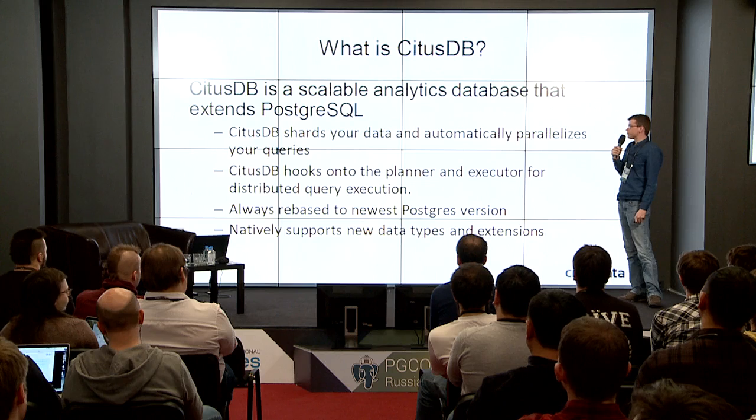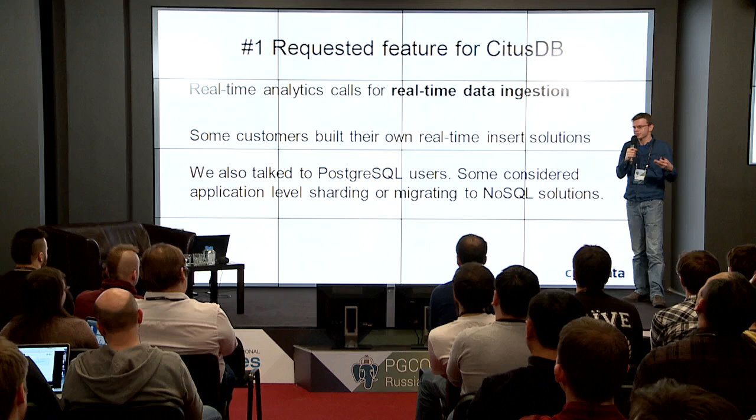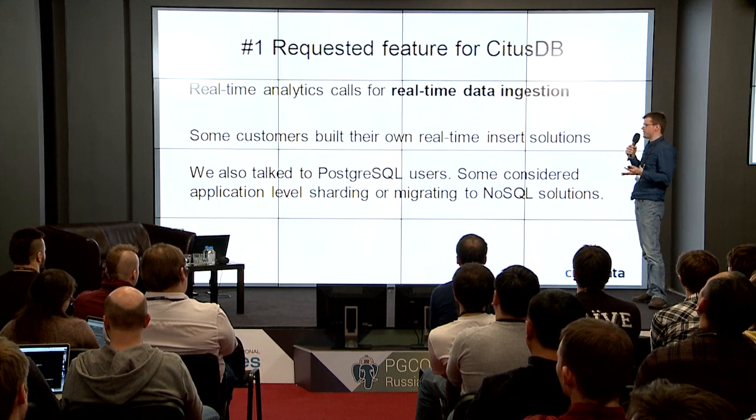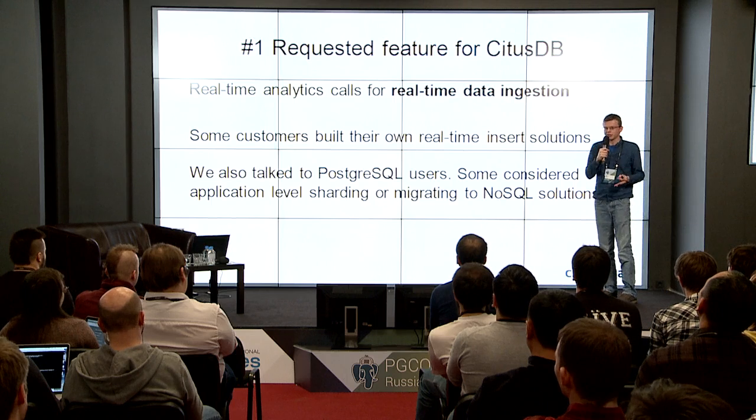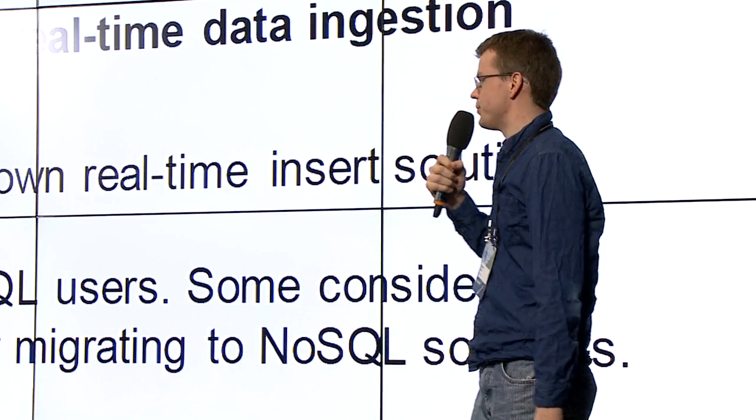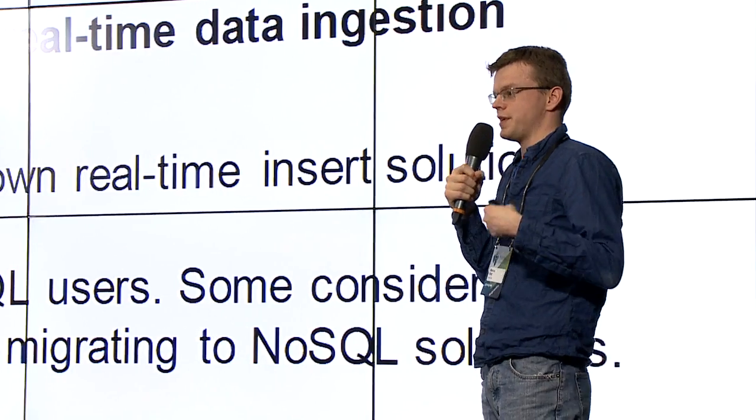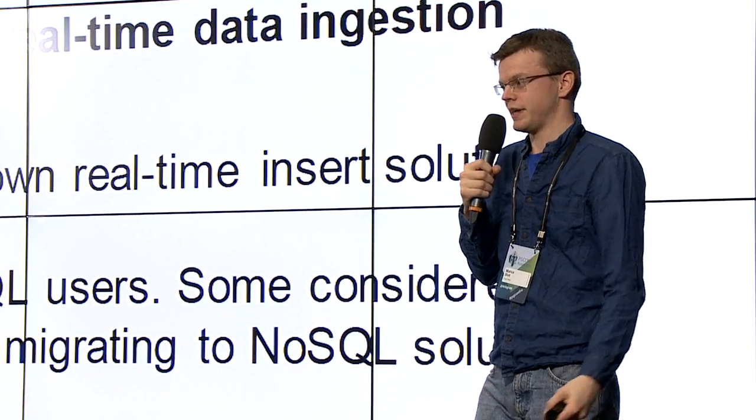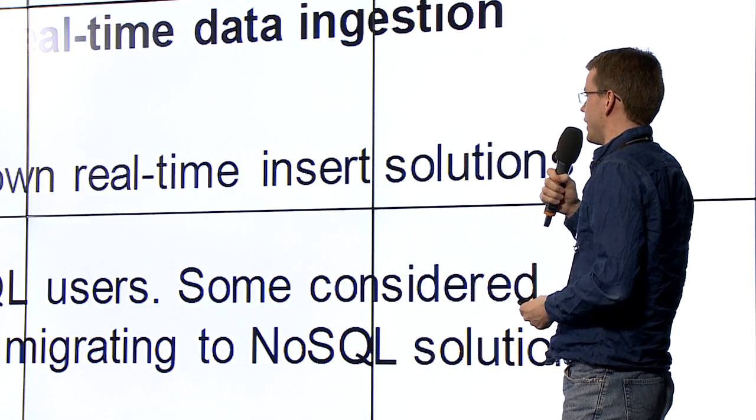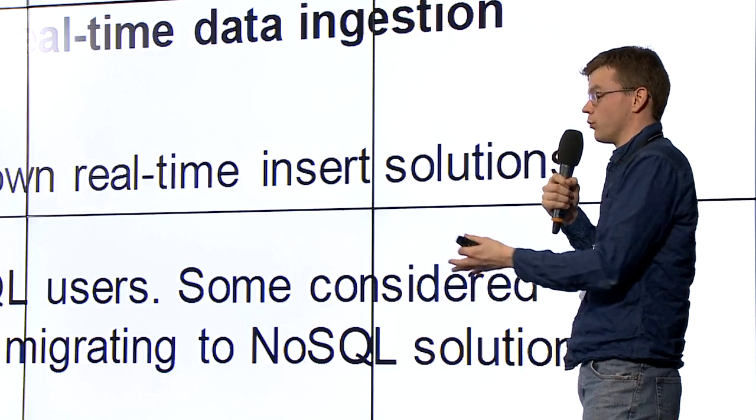There's a bunch of CitusDB customers, and if we ask them what kind of feature they would want us to add, we get the same answer. It's great that I can do fast analytics with parallel queries across all these shards, but what I also want is real-time data ingestion, so basically fast inserts and updates on my data, because CitusDB uses bulk loading. And we've seen customers build that themselves, which is a lot of work.